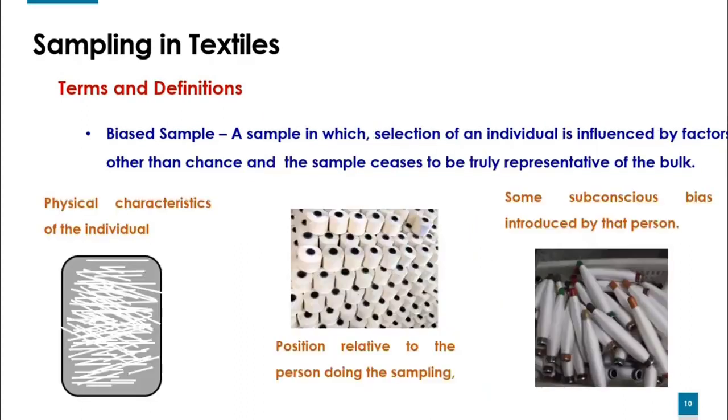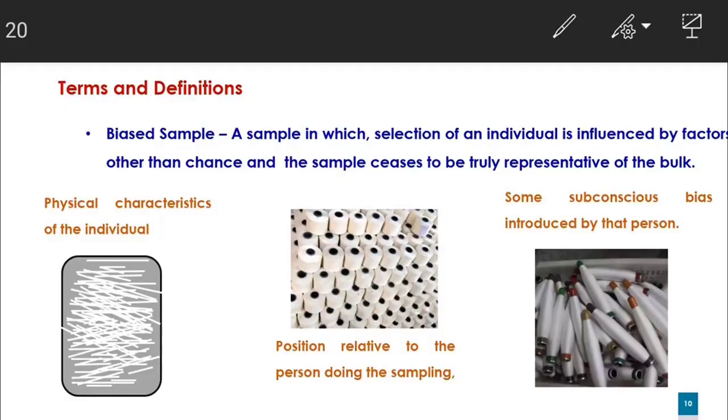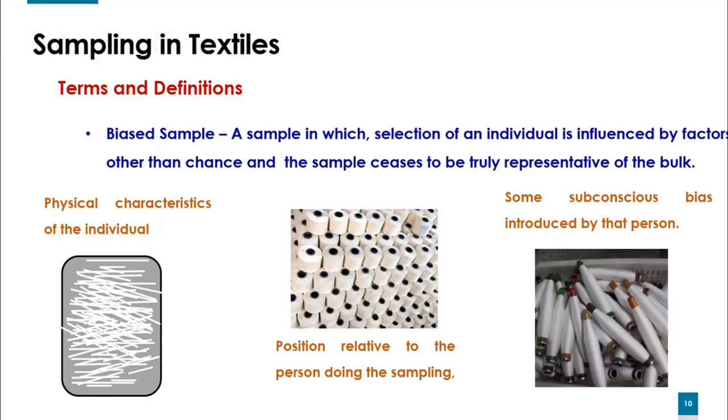The next definition is biased sample. Unlike a random sample, if you give importance to a specific factor while you select the sample, then the result is a biased sample. A biased sample is thus defined as a sample in which the selection of an individual is influenced by factors other than chance, and the sample ceases to be a true representative of the bulk.